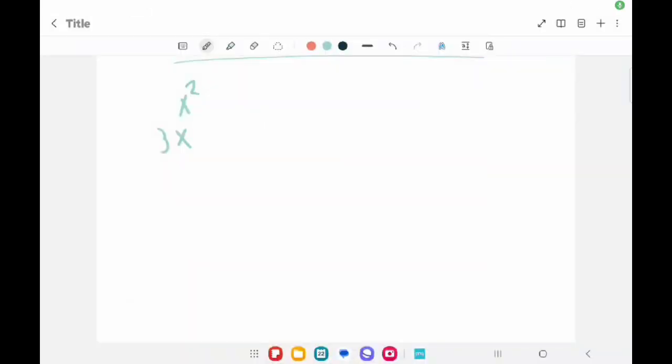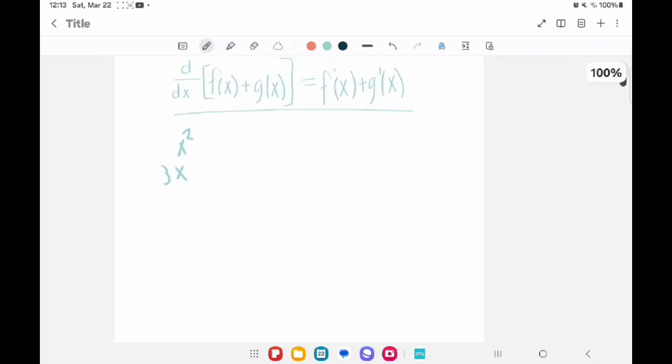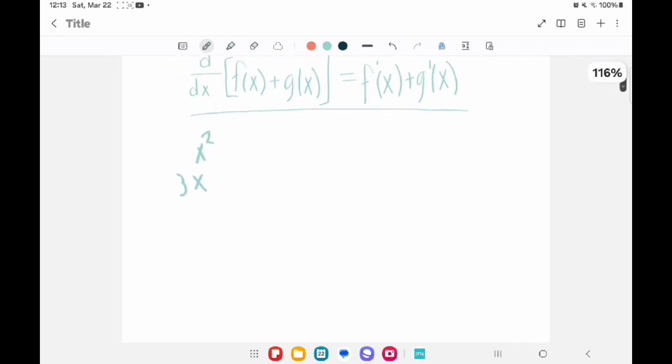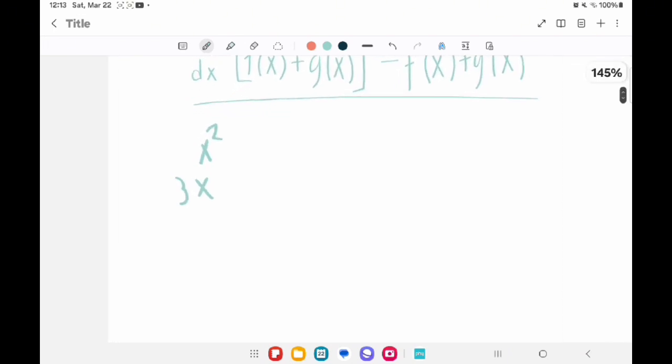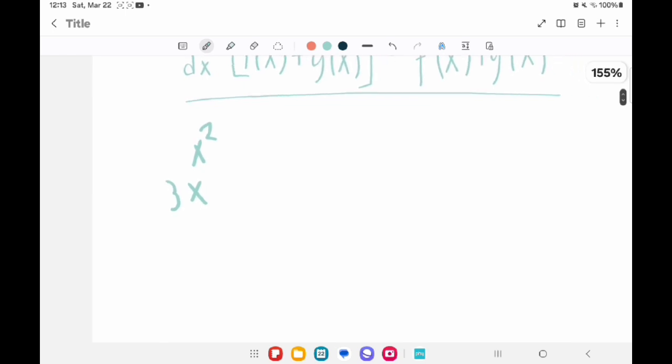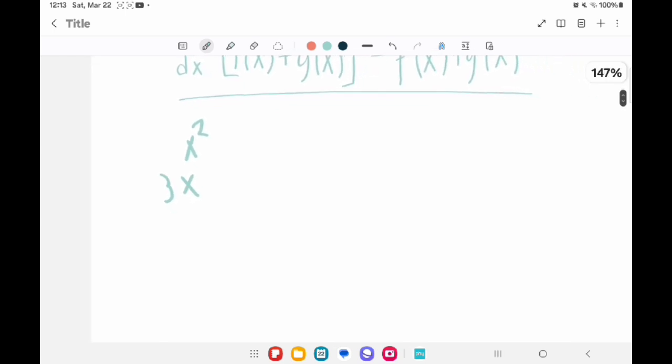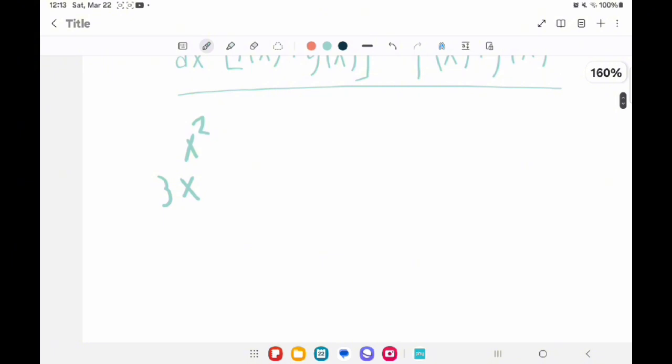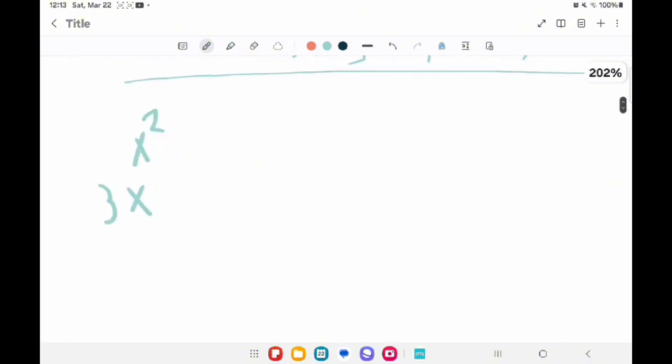I'm gonna talk about the sum rule, and I'm gonna give an example about the sum rule. First, we need to identify the given or the terms that we have. The given that we have is x squared and 3x. Second step is we need to find the derivative of x squared. This is a power rule problem.